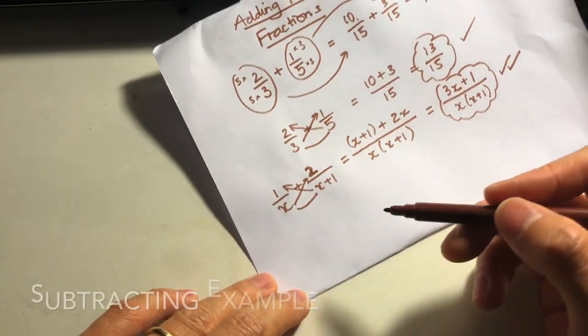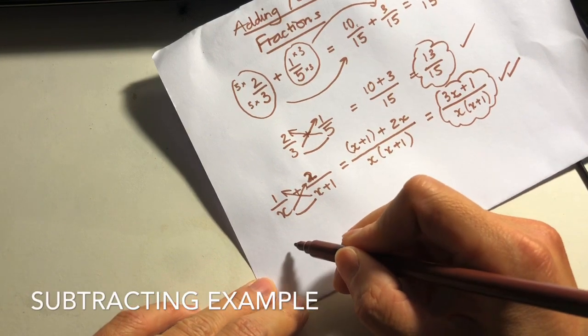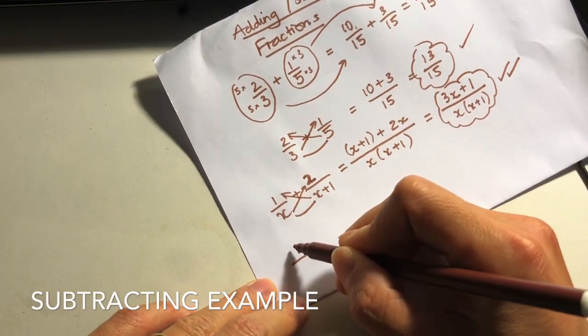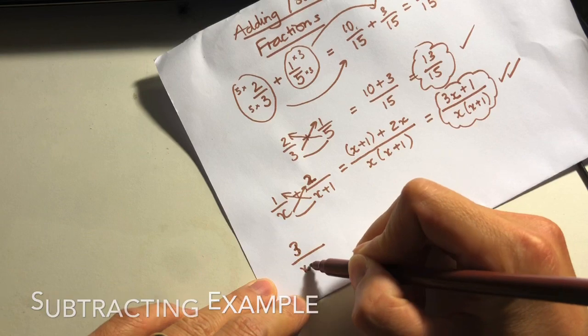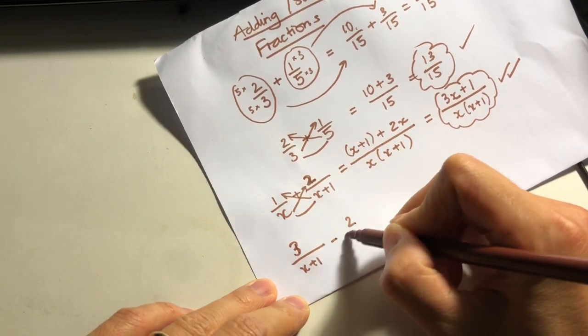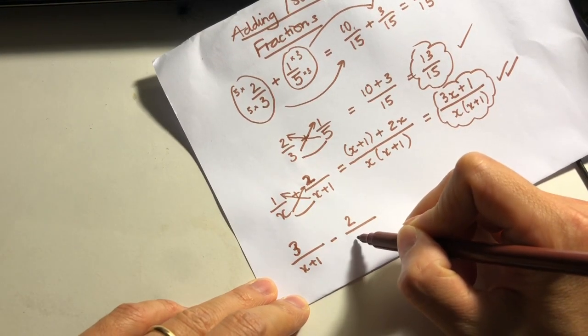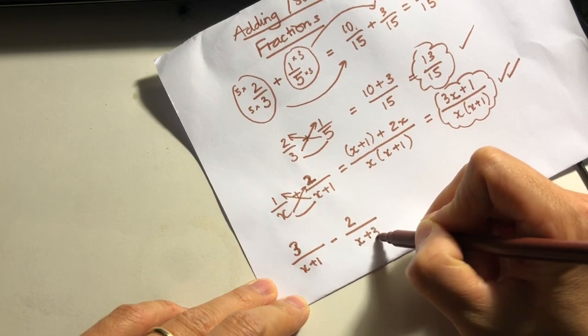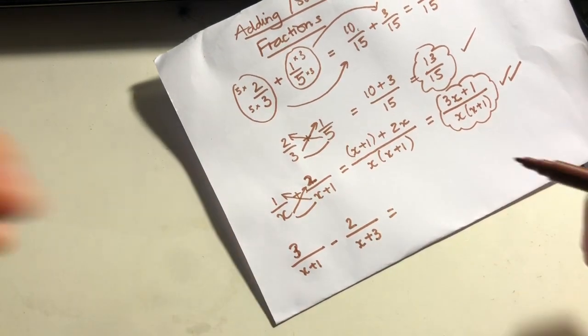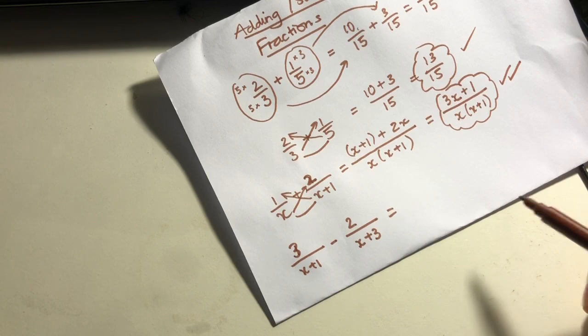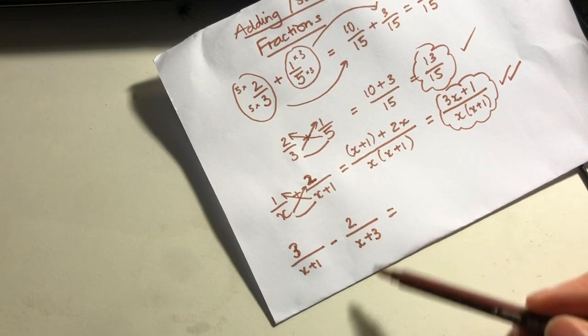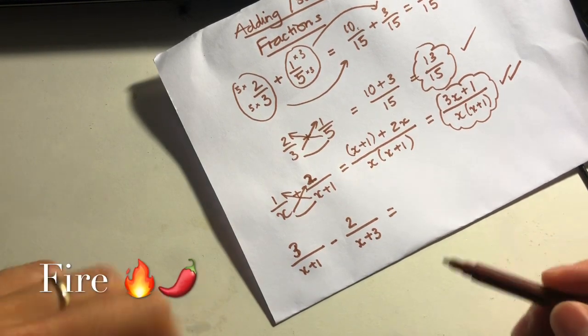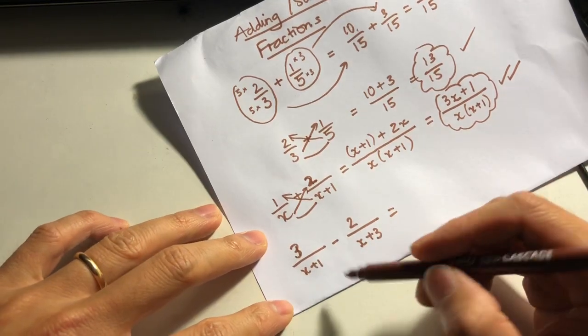So you can see the point clearer. So let's say you have, make it 3 over x plus 1 minus 2 over, say, x plus 3. Okay, here we go. So right now we're subtracting fractions, and this problem is just absolutely fire. So spicy, right? Same technique really.